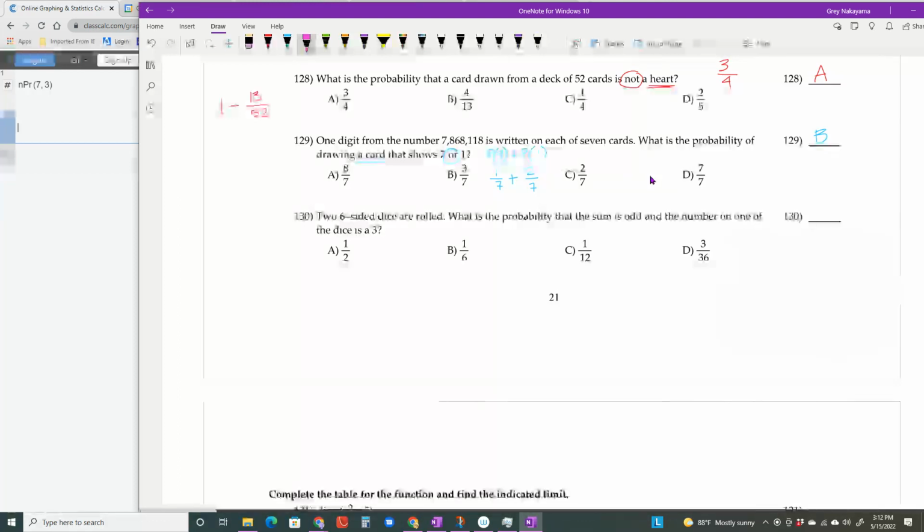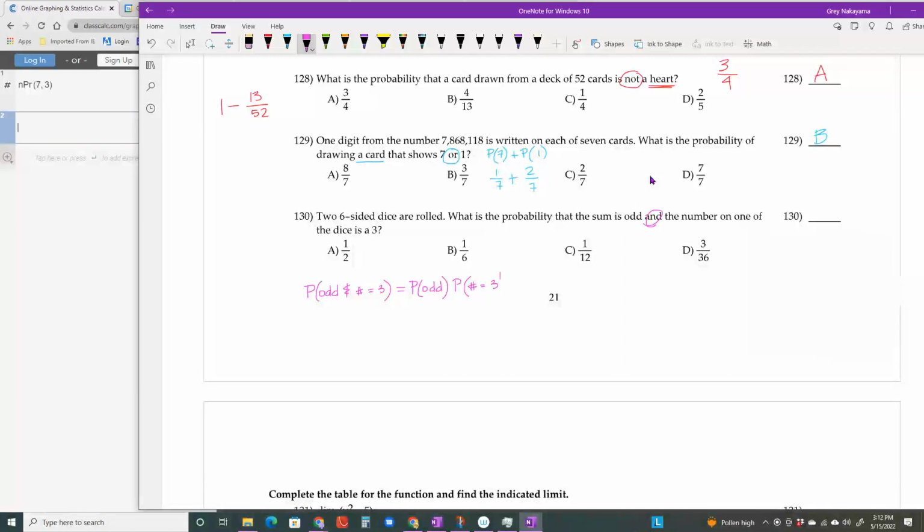All right, two 6-sided dice roll. What's the probability that the sum is odd? Okay, so this one, y'all, they're looking for the probability of odd and the probability that a number on one of the dice is a 3. So one of the numbers is a 3. An "and" means we're multiplying. So this is the probability of odd times the probability of the number being equal to 3, given that it's odd.